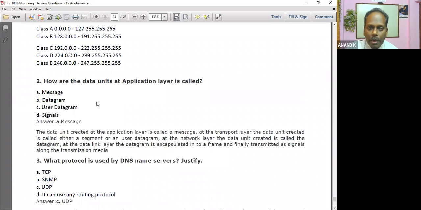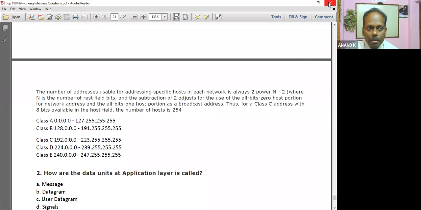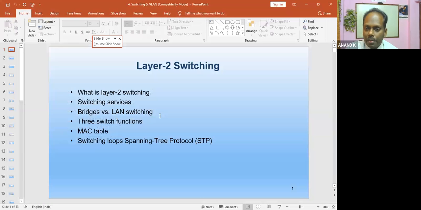Okay, so let me quickly go through today's session, which is Layer 2 switching. Any further questions before I start?